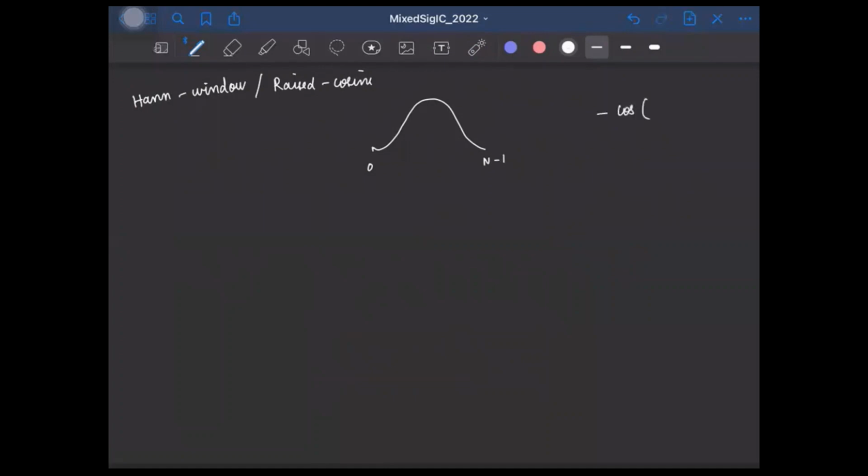And what is the frequency? It completes one period in a total of N samples. So the frequency is 2 pi by N times n, right? And this goes from 0 to 1, right? So we need to shift it by 1 and multiply it by half, okay? So what we have to do in this case, if you use this window, is take the signal, that is x of n times rect of n, and then multiply it by this function, 1 minus cos 2 pi by N times n.